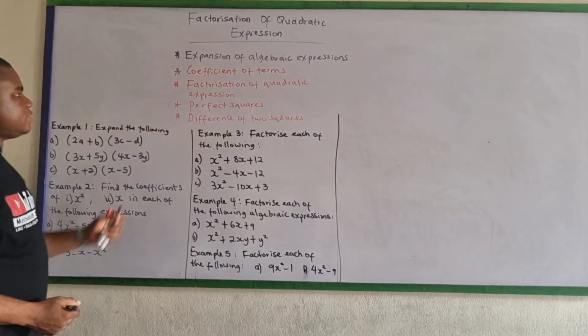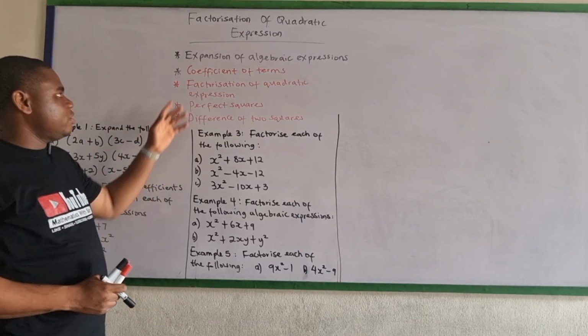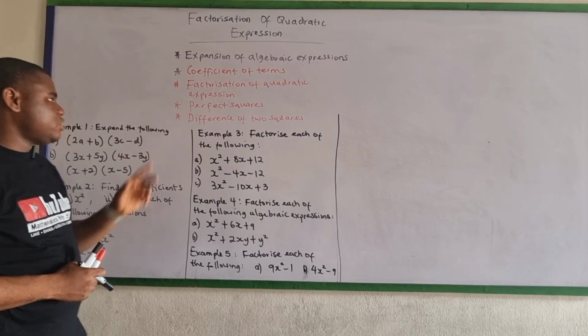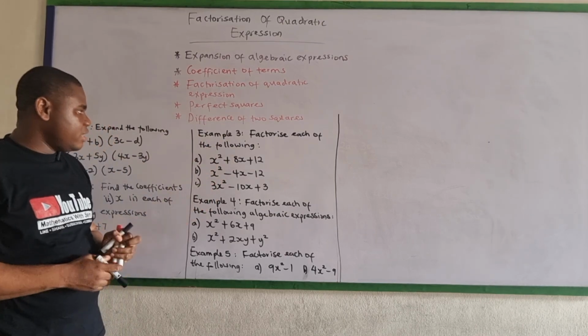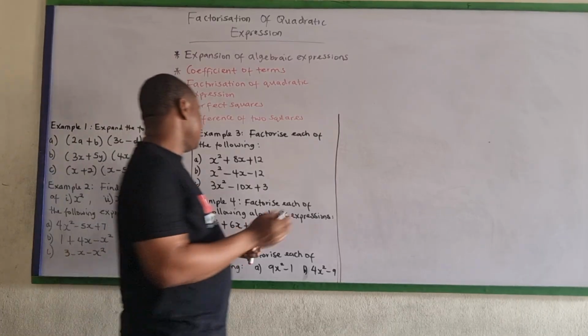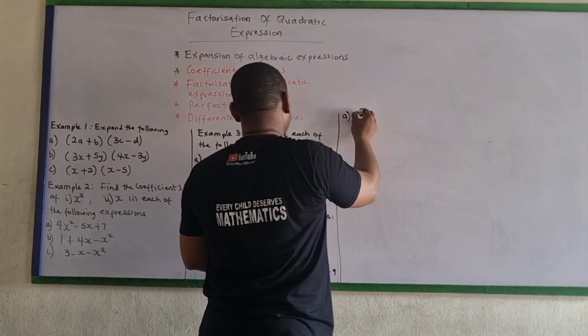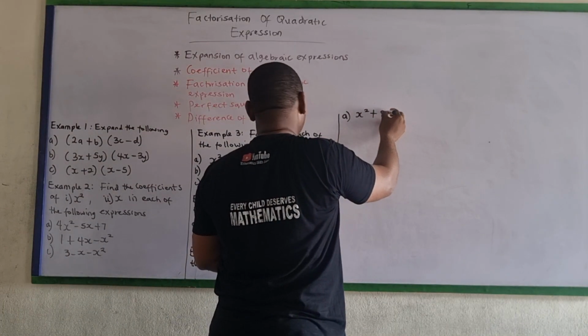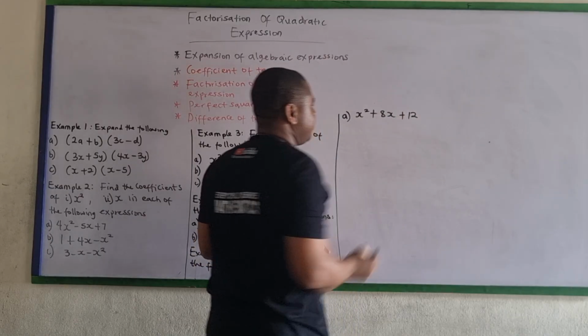Alright, for example 3, that will basically focus on quadratic expressions. We have to factorize each of the following. So we have x squared plus 8x plus 12. So in this case, I have x squared plus 8x plus 12. I need to factorize this.